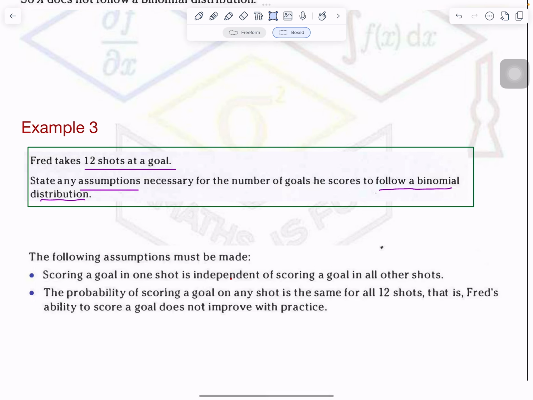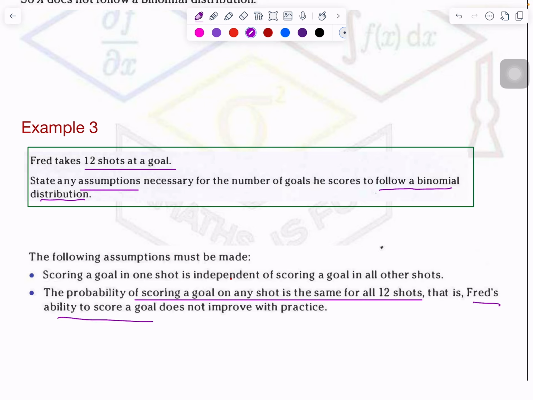For example, you are saying that scoring a goal in one shot is independent of scoring a goal in all other shots, because we know that in case of binomial, one pick or one probability of taking a thing out will not affect the other one. So you are saying that this is our one assumption, that one goal will not affect the other one, it will be independent. And the second one, you are saying the probability of scoring a goal on any shot is the same for all 12 shots. What does it mean? That Fred's ability to score a goal does not improve with practice.